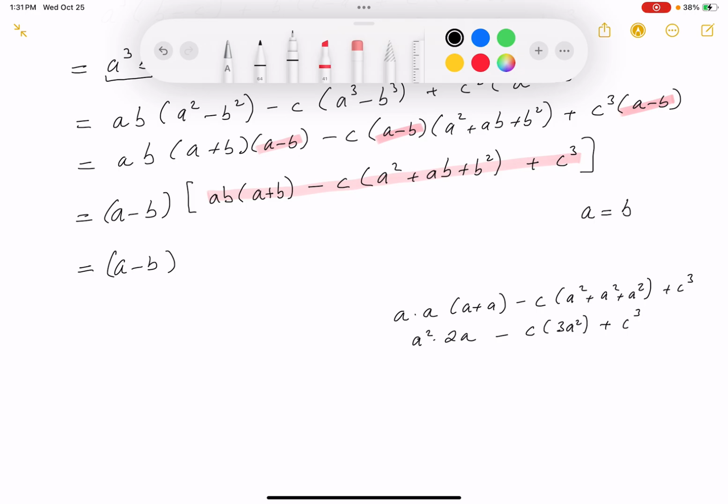Again, I'm just fishing around for something at this point. So what do you get there? You get 2A cubed minus 3A squared C plus C cubed. All right?